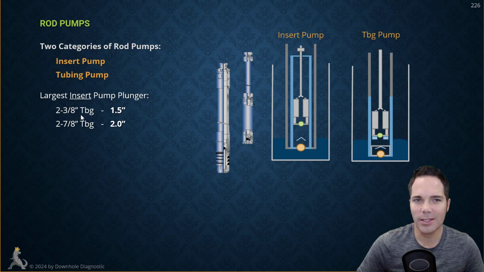If you have 2 3/8 tubing, the largest diameter you can run is 1.5 inch. So if you had 2 3/8 tubing and you want to run a 1 3/4 plunger, you're going to have to use a tubing pump because you cannot fit the barrel in 2 3/8 tubing for a 1 3/4. Now for 2 7/8, you have more leeway here. You've got more room to work with, and you can run up to a 2-inch insert pump inside 2 7/8. This is part of the reason that 2 7/8 tubing is quite popular.